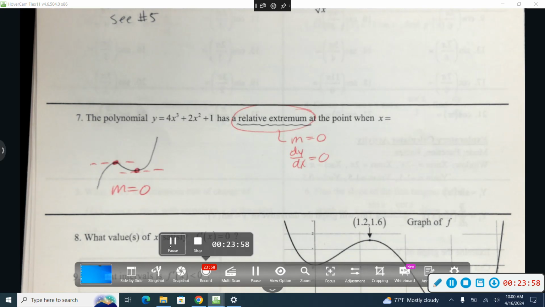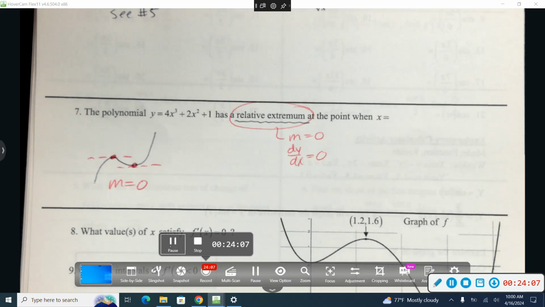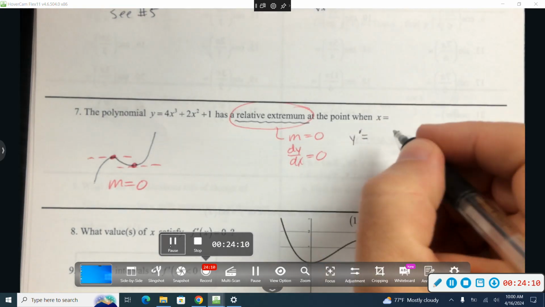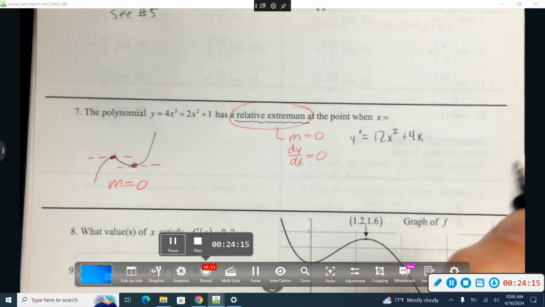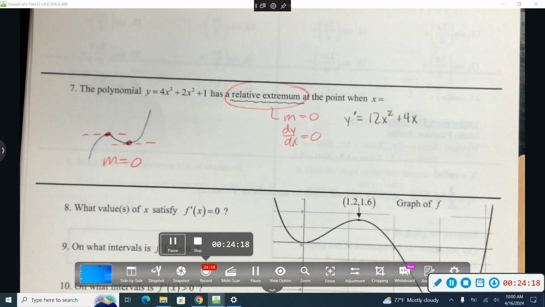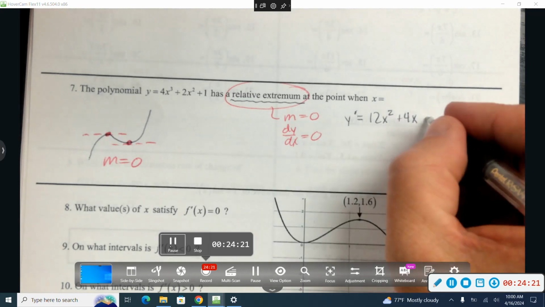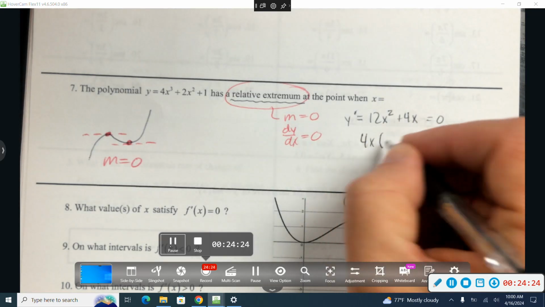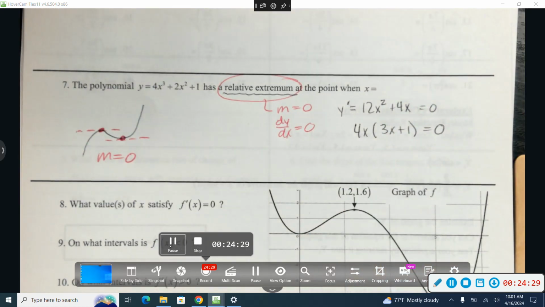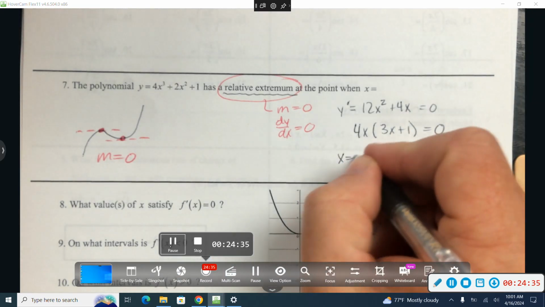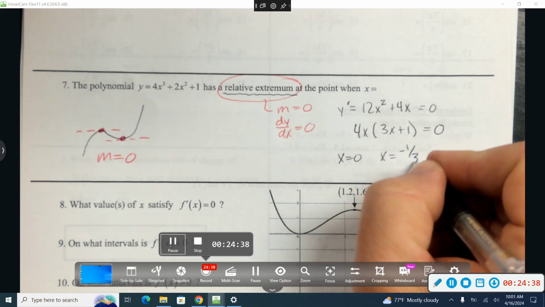And so now it's like some of the other problems we did. We put different words on it, but it's find a derivative, set the derivative equal to 0, and figure out where that happens. So y prime would be 12x squared plus 4x. And we want to know where that is 0. Factor out 4x. Set each factor to 0. Don't forget about the factor out front. So x equals 0 and x equals negative 1/3.